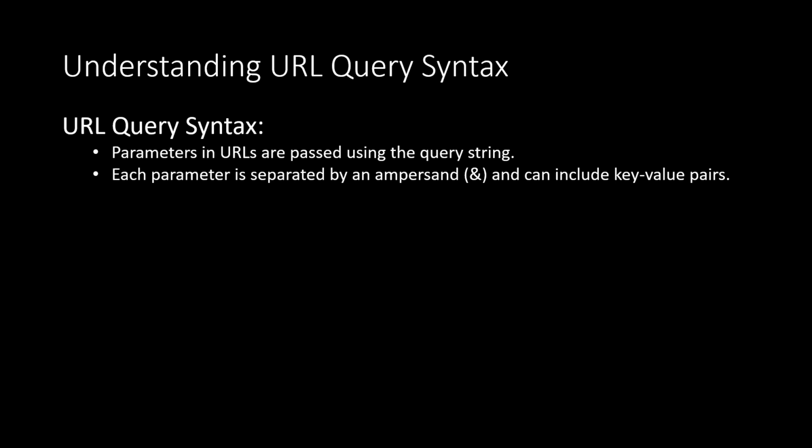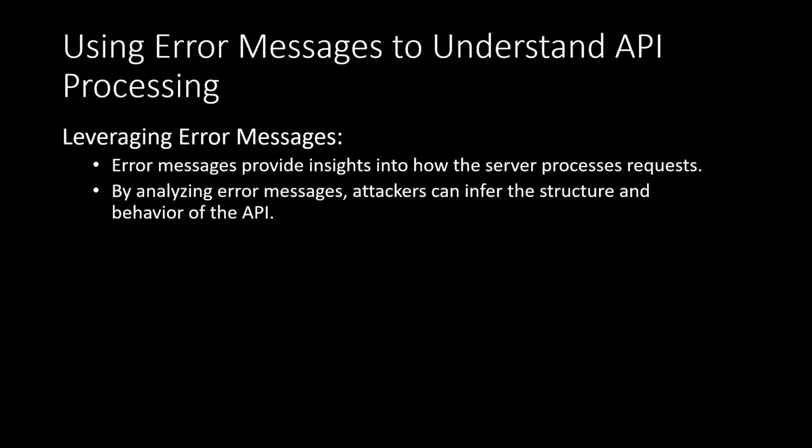Each parameter is separated by an ampersand and includes key-value pairs. Understanding this syntax is crucial for crafting requests to exploit server-side parameter pollution. Error messages can be very informative, providing insights into how the server processes requests. By analyzing these messages, attackers can infer the structure and behavior of the API, which helps in crafting requests that exploit vulnerabilities such as server-side parameter pollution.